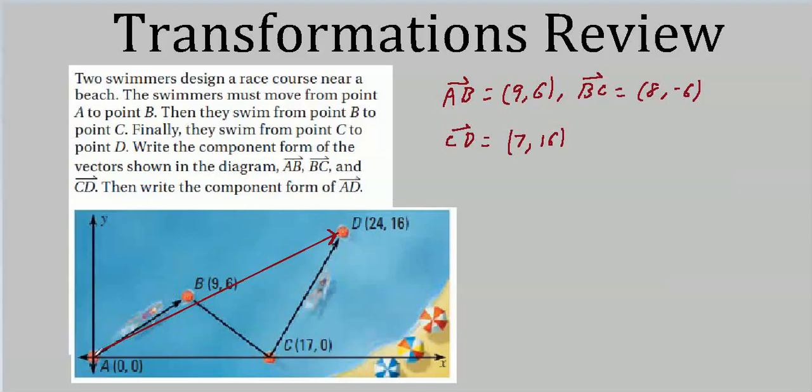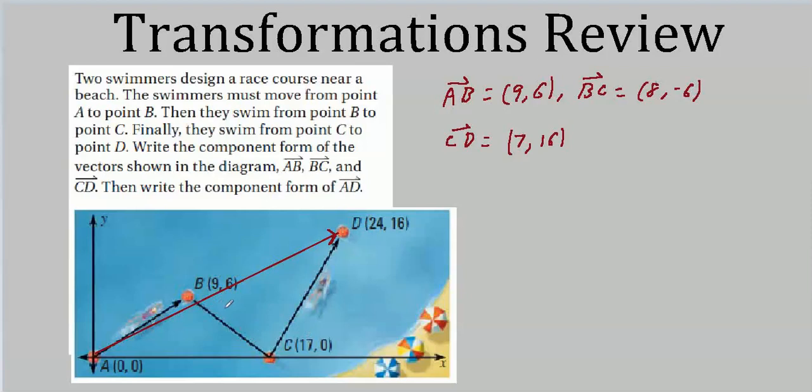But we didn't start here, did we? The vector we want is the one from B to C, which took us from 9, 6 to 17, 0. That means we went 8 to the right. We increased the x-coordinate 8 units to the right. The y-coordinate went down by 6 units. Well, there's our minus 6. So that's our vector that takes us from here to here.